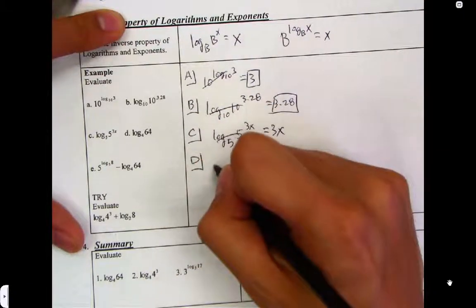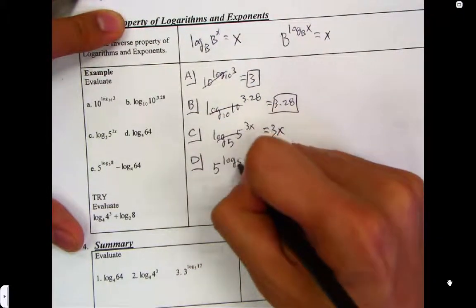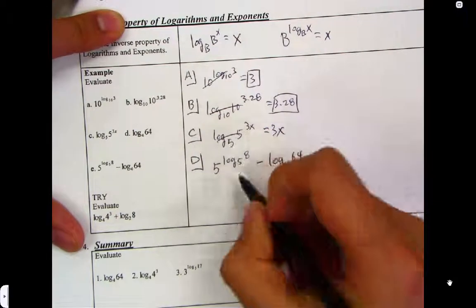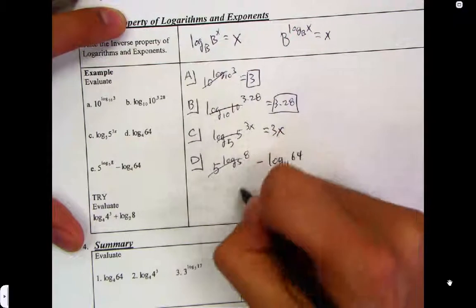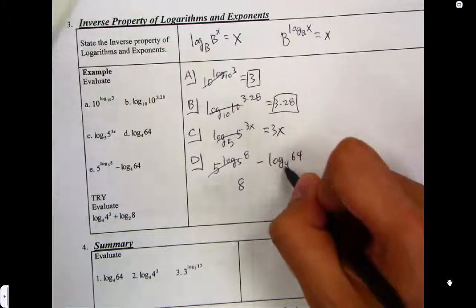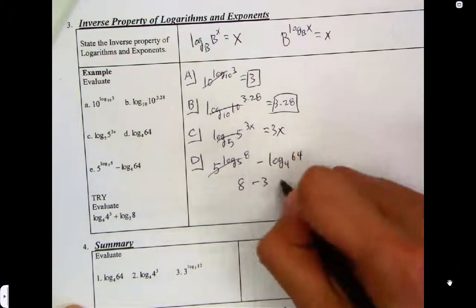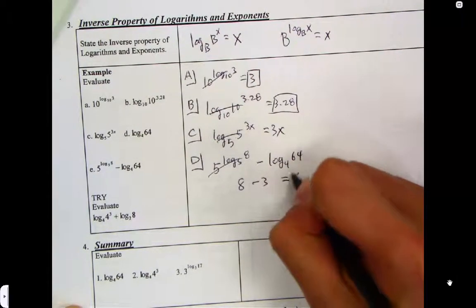D, 5 to the log base 5 of 8 minus log base 4 of 64. Well, these are the same base, so that's 8. Well, log base 4 of 64, that means 4 to the what gives you 64? 3. 8 minus 3 is 5. And that's your answer.